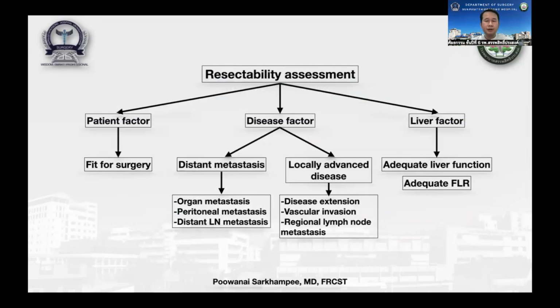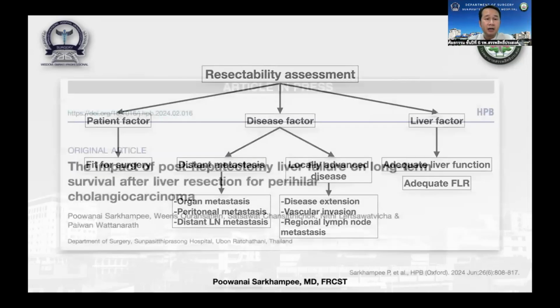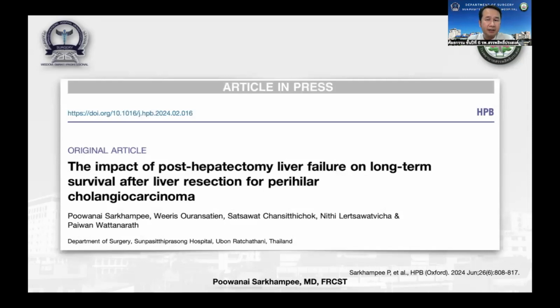And after we assess the patient and disease factors, we will decide to perform liver resection, which type of resection you must perform. After that, you will look at the liver factors. You must evaluate the quantity and quality of the liver, whether there is adequate future liver remnant or not. And if there is not an adequate future liver remnant, PVE is mandatory to perform.